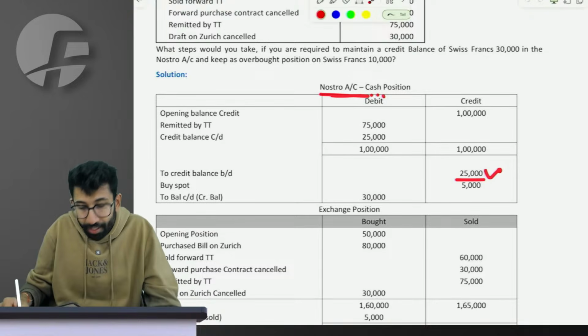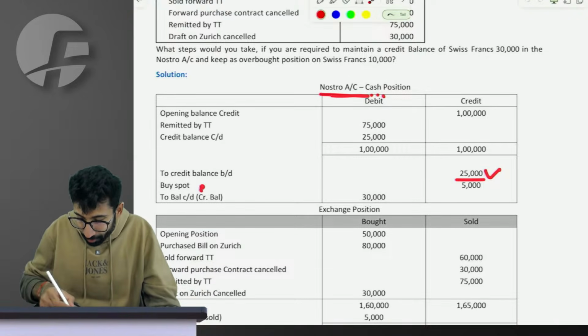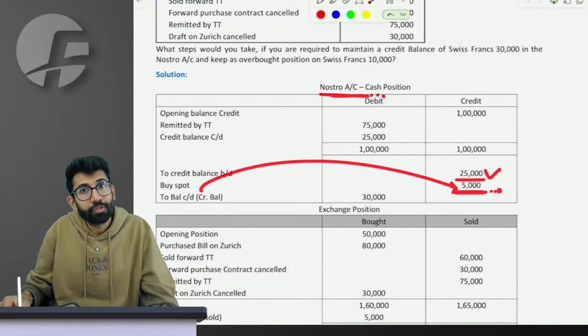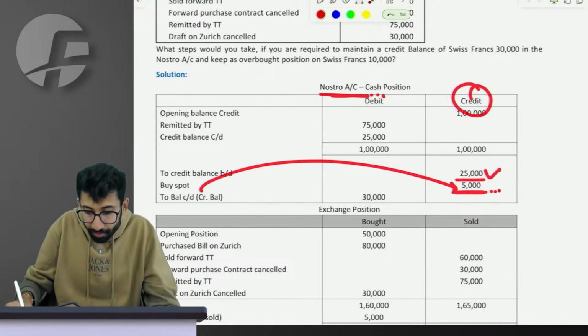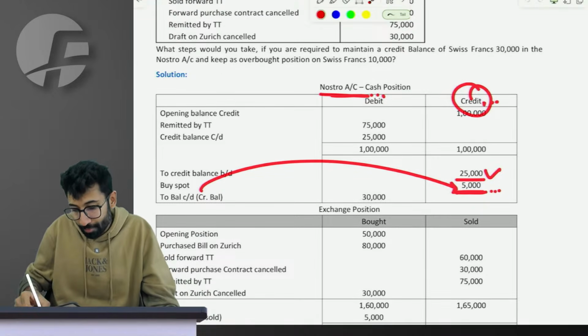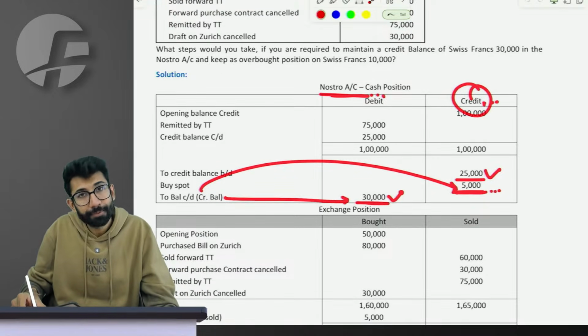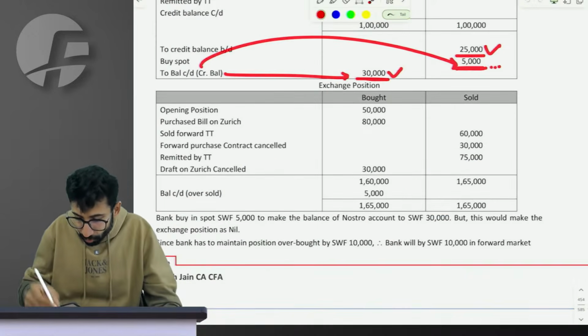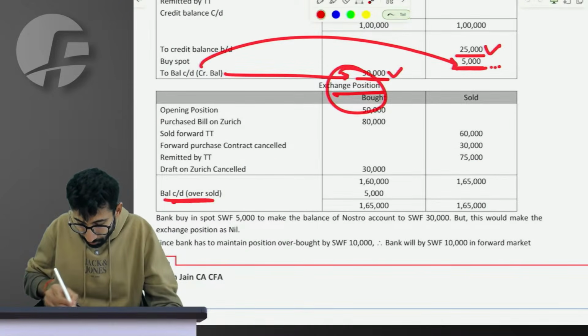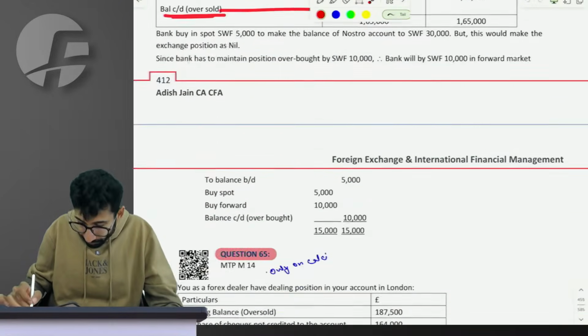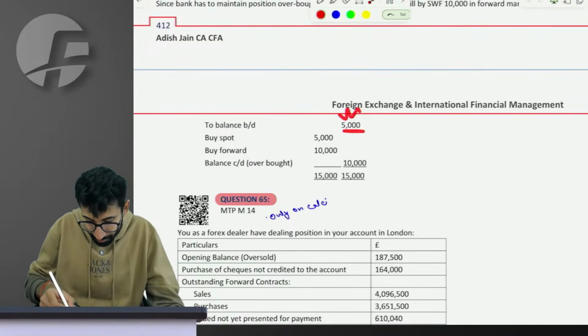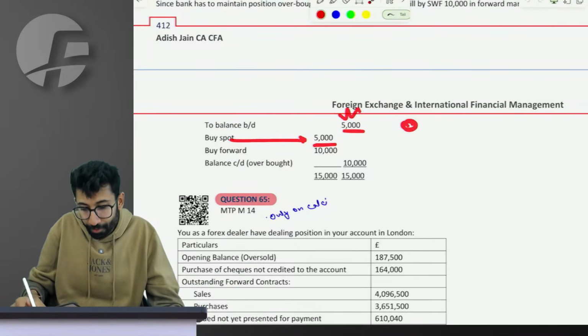I am already 25 credit. I will buy in the spot market 5,000 Swiss francs, which get credited in my bank account with the Swiss bank. I'll have a 30,000 closing balance. After this transaction, what will be the effect on the exchange position? So I was oversold 5. Here is the oversold balance. When I buy spot, it becomes 0.